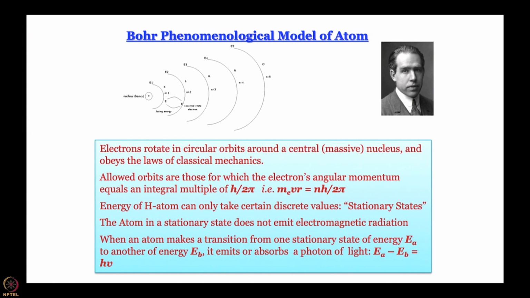So, an electron can only reside in stationary states or allowed orbits where mvr equals nh by 2 pi. When it jumps from one stationary state to the other, the difference in energy of the stationary states is either emitted or absorbed as light, depending on which energy state is higher and which energy state is lower in energy.